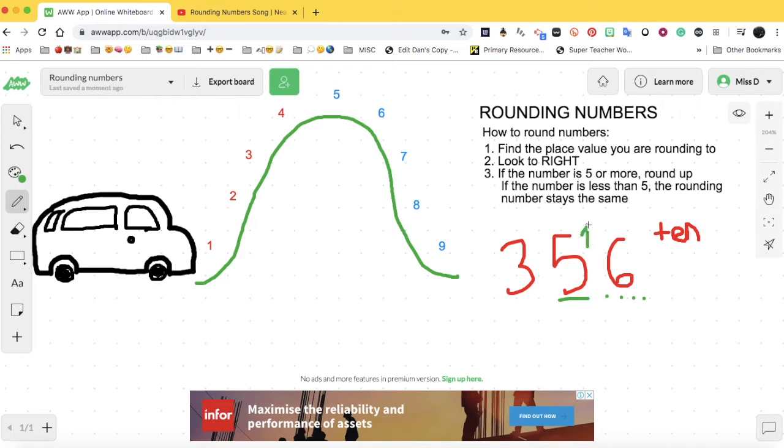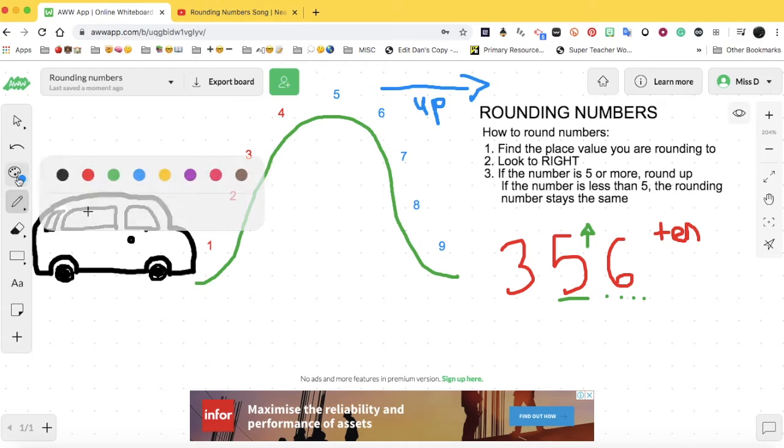I'm rounding it up, because if I think about my car, if my car was over here, then it would just keep going, wouldn't it? If it's 5 or more, it would keep going. Okay, so if it keeps going, that means we're going to round up.